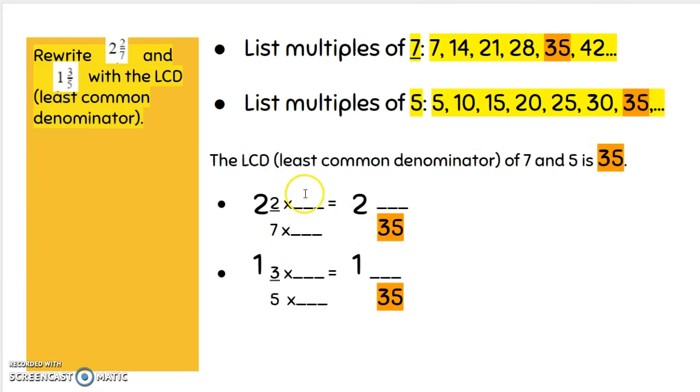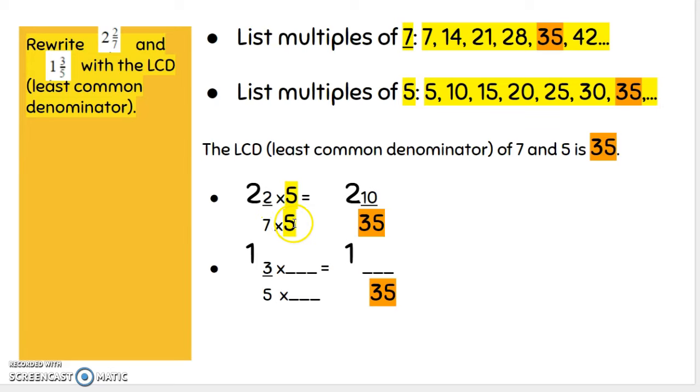So now I'm going to take my fractions and I'm going to rewrite them with a new denominator of 35. So again, I think to myself, 7 times what number equals 35? And in this case, that would be 5. So I multiply the denominator and the numerator by 5. 7 times 5 gives me a new whole, 35. And 2 times 5 gives me a new numerator, the part, which is 10.